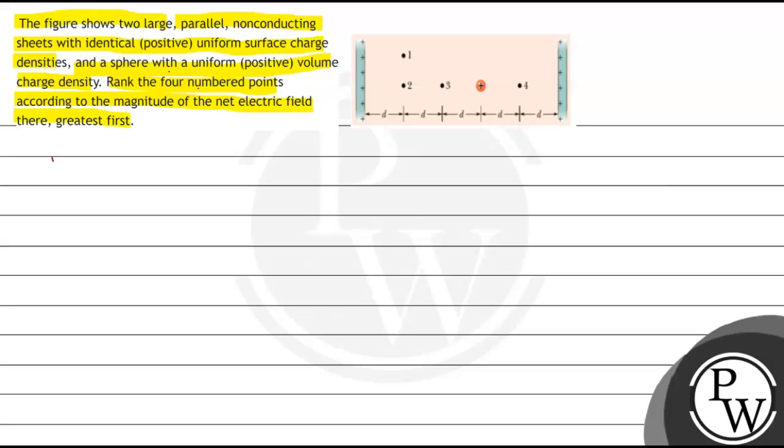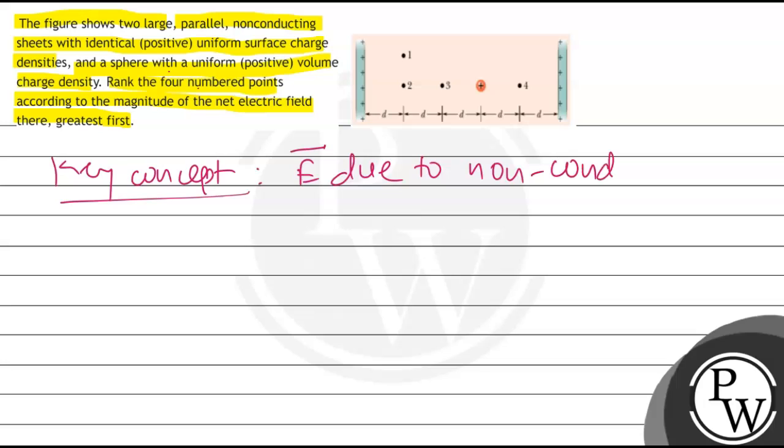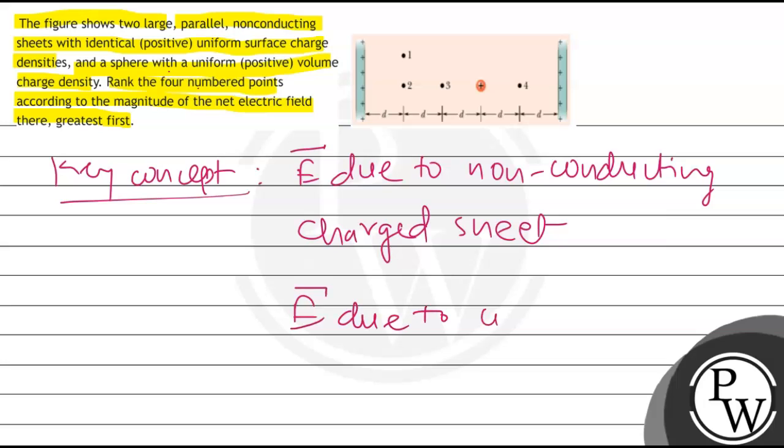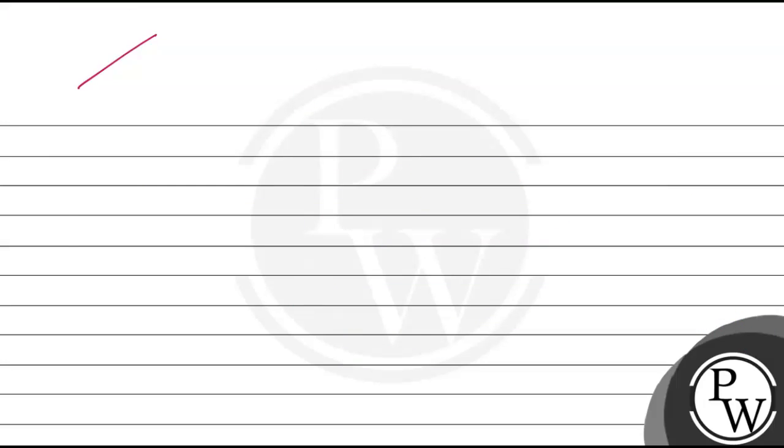So the key concept involved in the problem is the electric field due to a non-conducting charged sheet and the electric field due to a uniformly charged sphere. Before solving the question, let us write the formulas for the electric field due to a uniformly charged sheet.